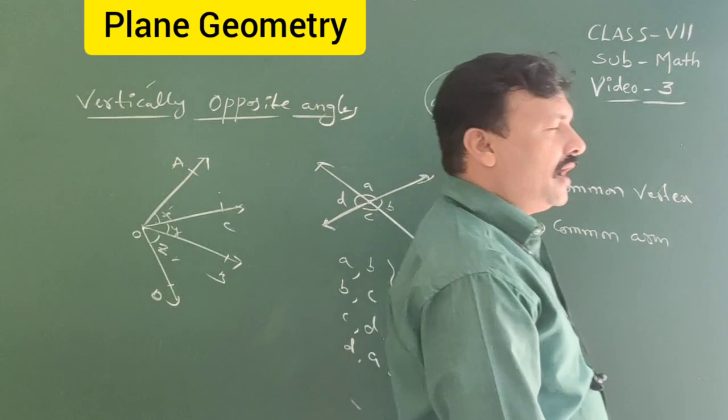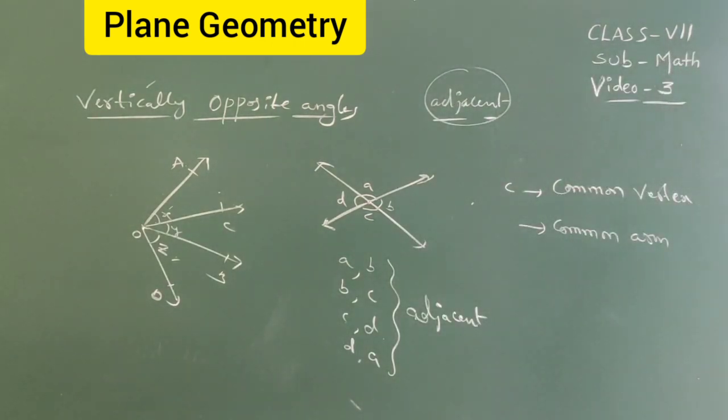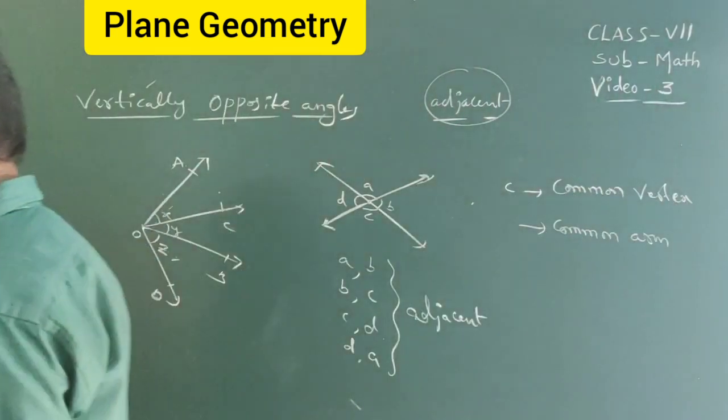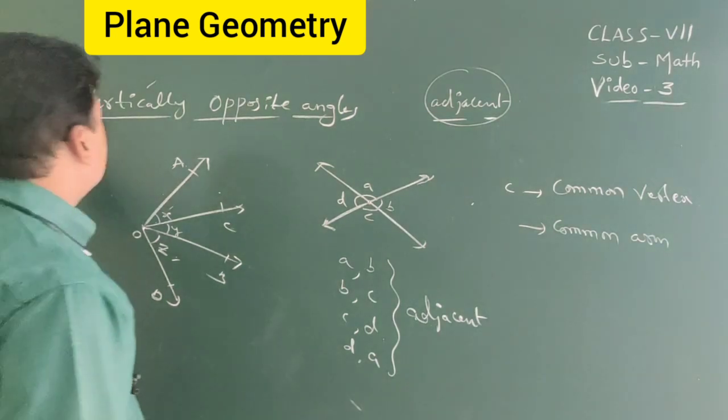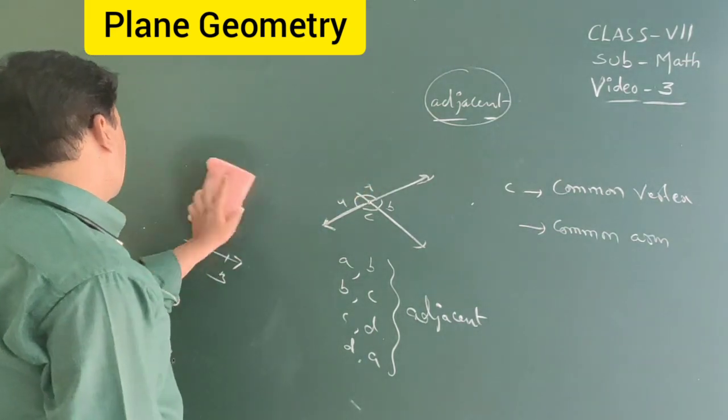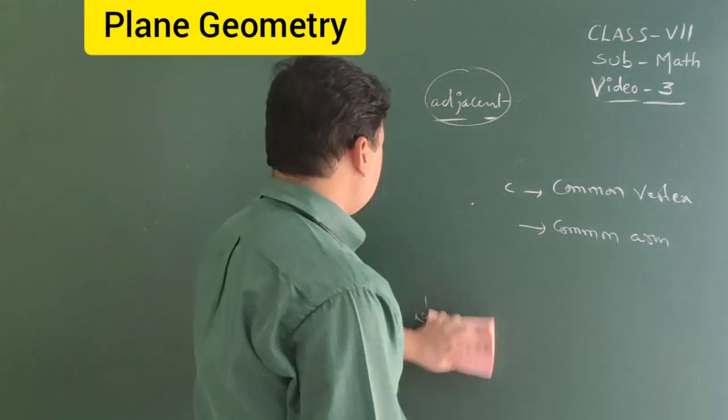In any situation they will form. For adjacent angles, we require only a common arm and a common vertex. That's enough. For vertically opposite angles, we require an additional thing, that is intersecting lines. If the lines intersect each other, then only vertically opposite angles are formed. Without intersection, there is no formation of vertically opposite angles. And they must not have a common arm also, that is the major important thing for vertically opposite angles.